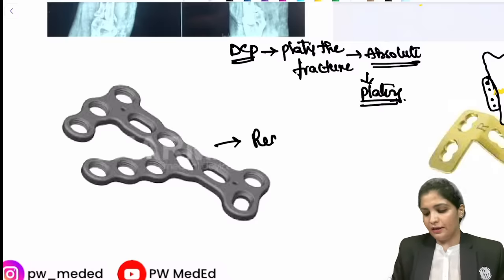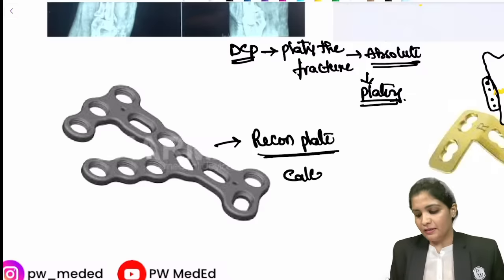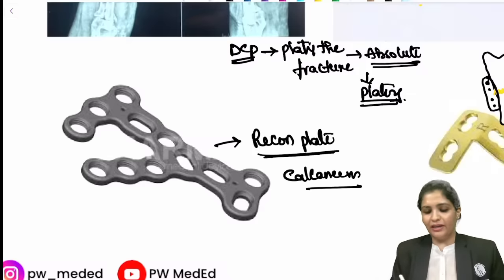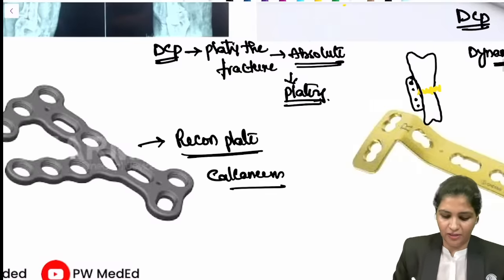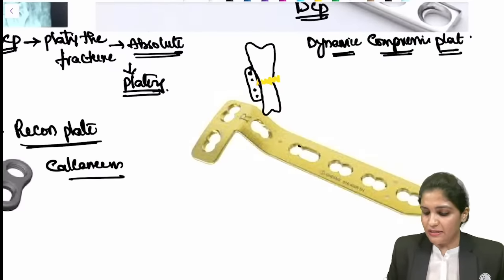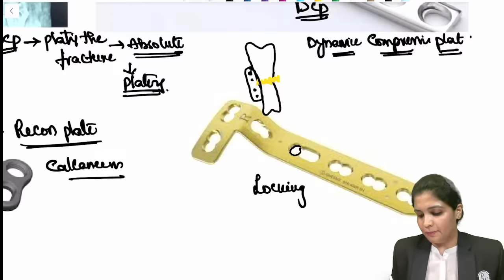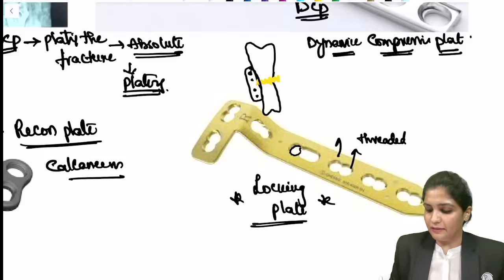And what type of plate is this? This is a Recon plate, right? This is a Recon plate. So you can use it for calcaneum fractures, and there are various shapes in it. So calcaneum requires this type of Recon plates, and these are all locking screws. When will you say this is a locking screw and a conventional screw hole? When the threads are present, this is called a locking plate, and a locking plate is always given with a conventional hole. So there will be a threaded part and a non-threaded part.